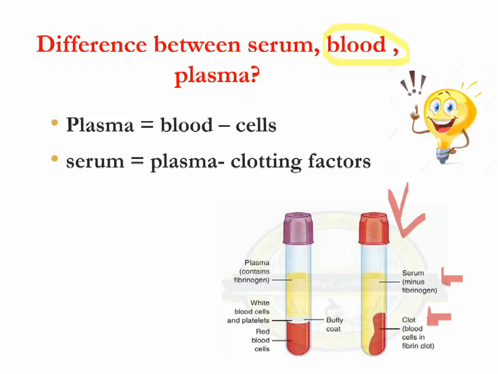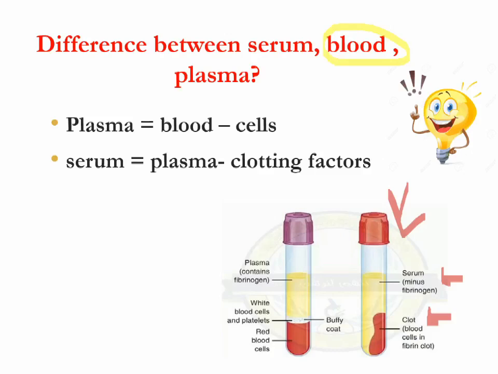After that, you're going to take your test tube and put it in the centrifuge in order to have a proper separation of the blood clot at the bottom and the serum at the upper part. So this is how you're going to obtain the serum.